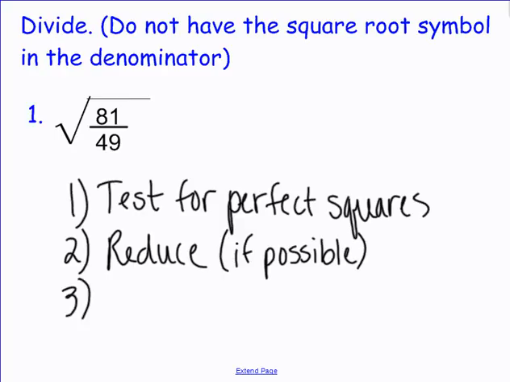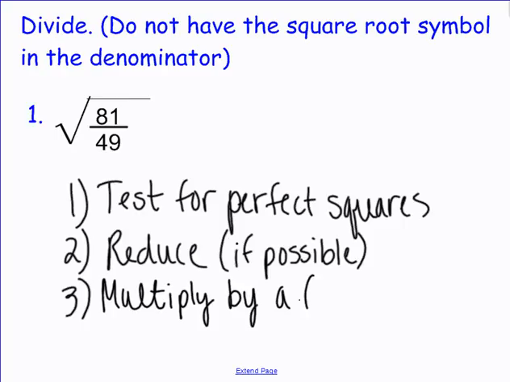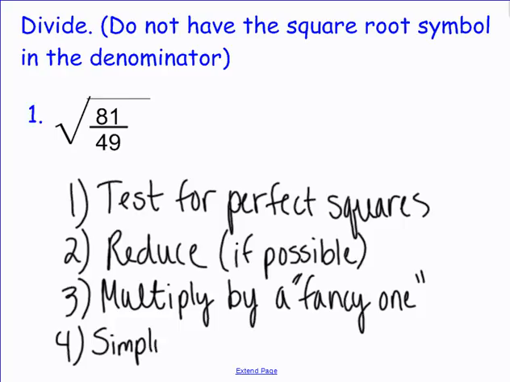Three, this is going to sound kind of goofy right now, but you're going to multiply by fancy 1. That's what I call it, a fancy 1. And then step 4 is you're going to simplify. So those are the 4 steps for dividing fractions.